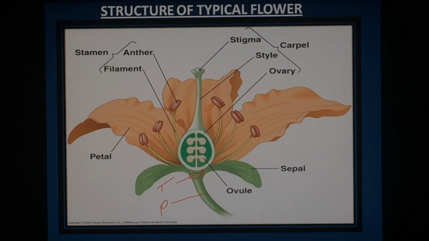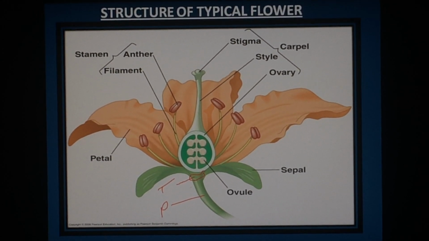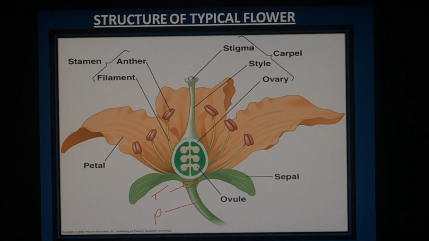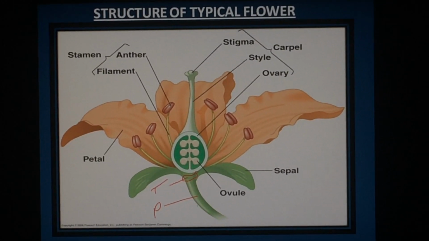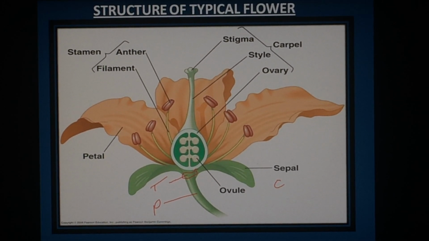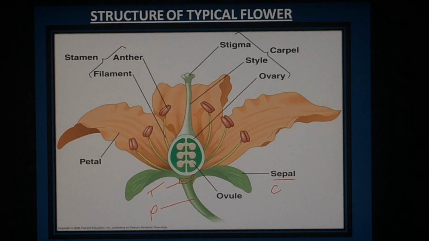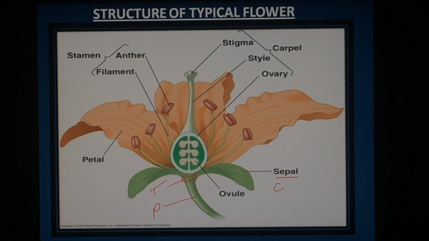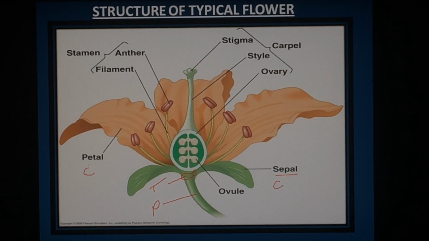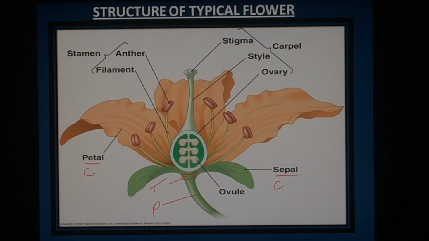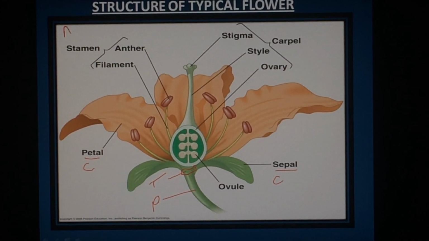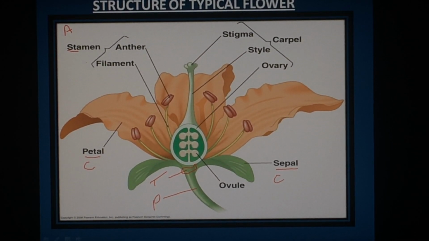On this thalamus, all the floral whorls are present. Floral whorls, generally outermost one is calyx. Its unit is sepal. Next, from outside to inside, next to the calyx, corolla. Its unit is petal, colorful petal. Next one is androecium. Its unit is stamen.